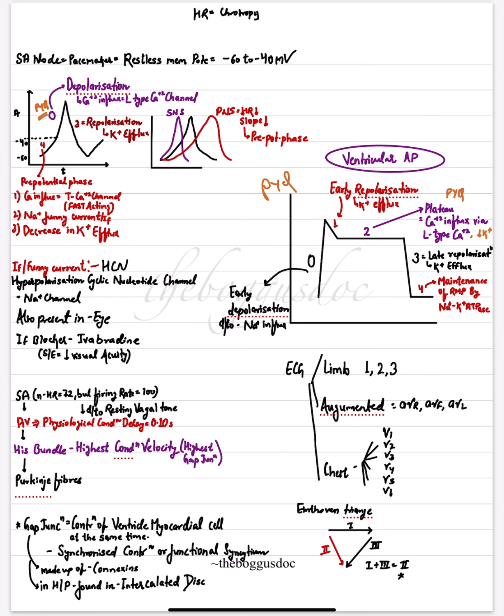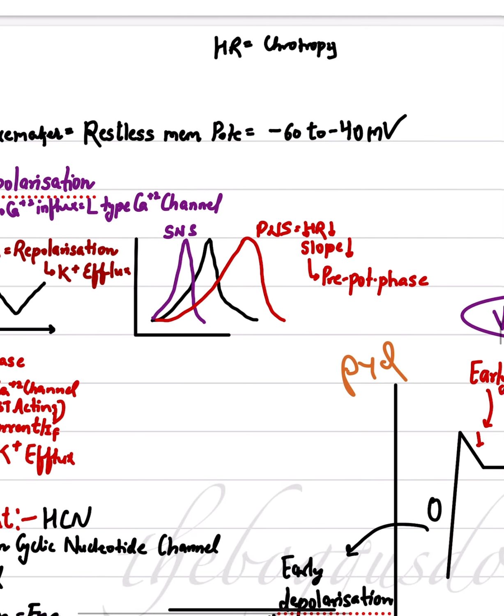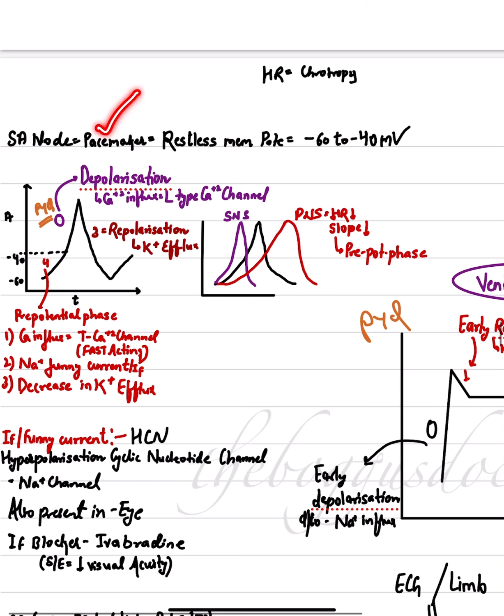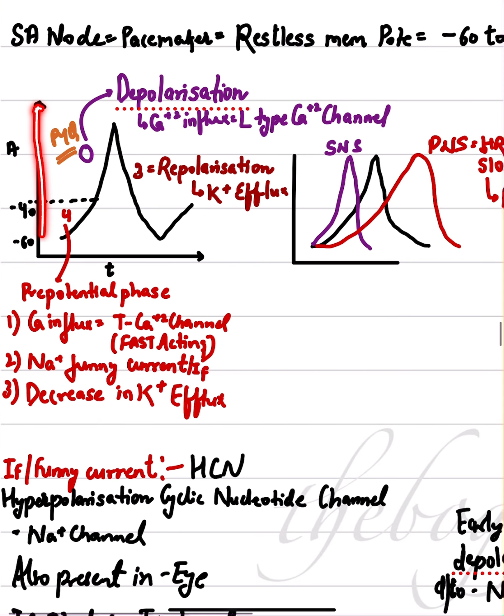Okay, first things first, heart rate. Heart rate means chronotropy always. When we say heart rate, it means chronotropy. The SA node is the pacemaker. The resting membrane potential of the pacemaker is -60 to -40 millivolt. Why is it called restless? Because the resting membrane potential fluctuates from -40 to -60. It is not fixed like a nerve at -90 millivolt.